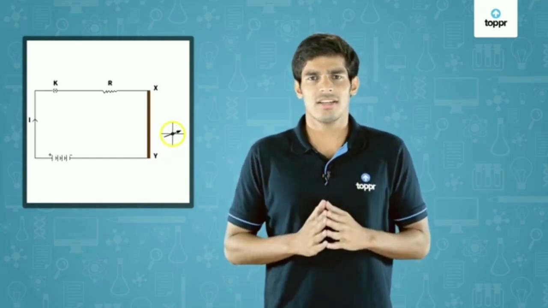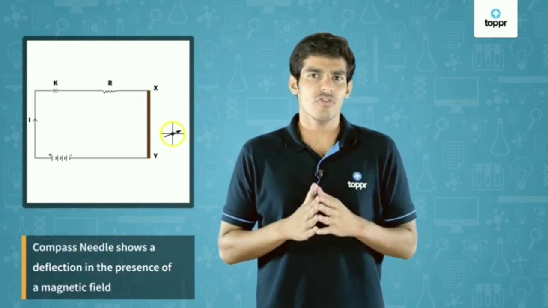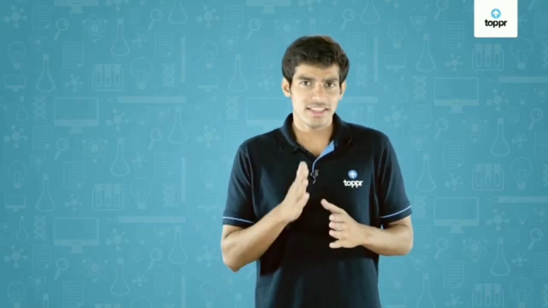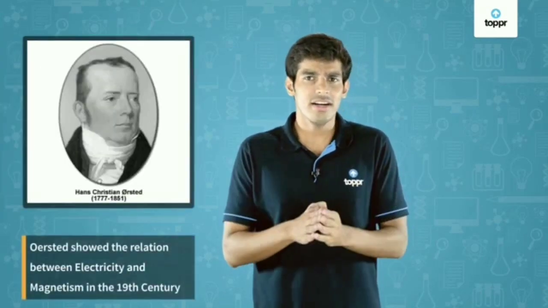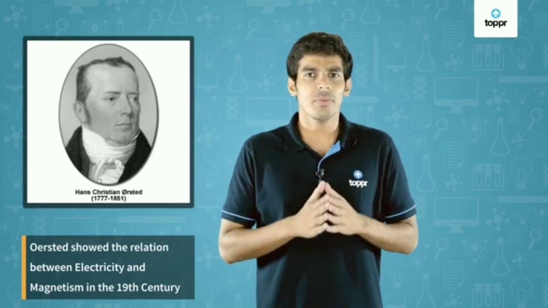What does this mean? A magnetic compass shows deflection only in the presence of a magnetic field. In the experiment we just did, we saw a deflection in our compass. This means that a current carrying wire produces a magnetic field. Thus, there is a link between electricity and magnetism. The experiment we did was actually done by Ørsted in the 19th century, where he established a link between electricity and magnetism.